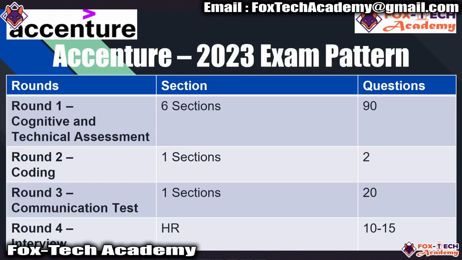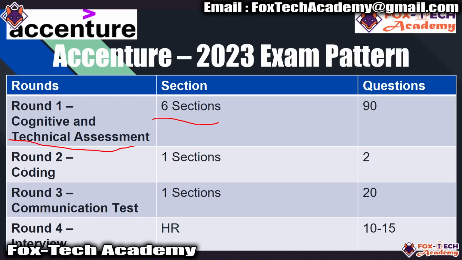So if you see, in total we have three rounds for the hiring process. The first round is the cognitive and technical assessment. For completing this assessment, we have 90 minutes. If you appear for the Accenture assessment, you have to complete the first round in 90 minutes only. In the first round, you will have 6 sections. In the next slide, I will explain each and every section, and you have to complete all of them in 90 minutes only.